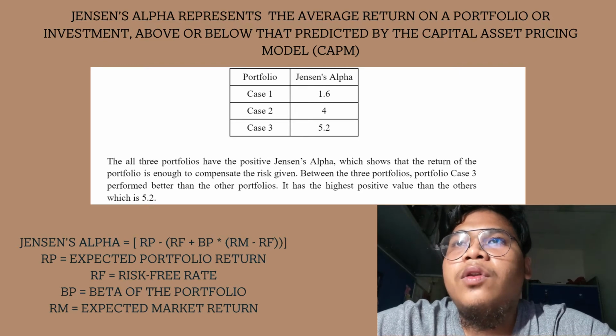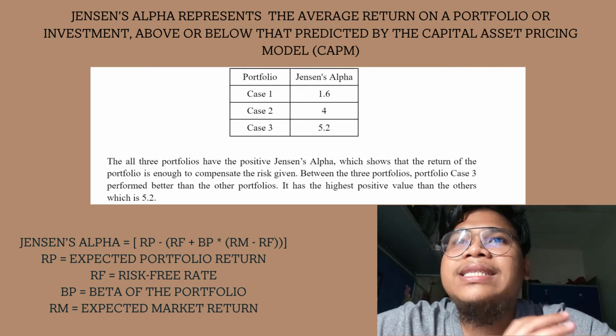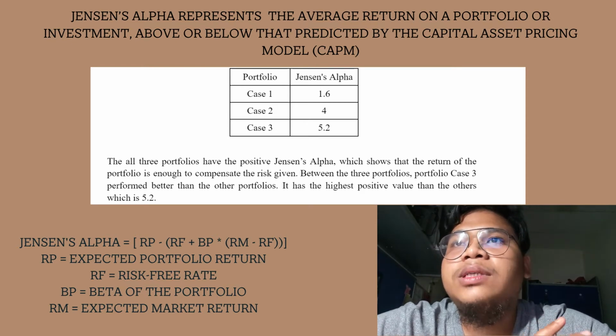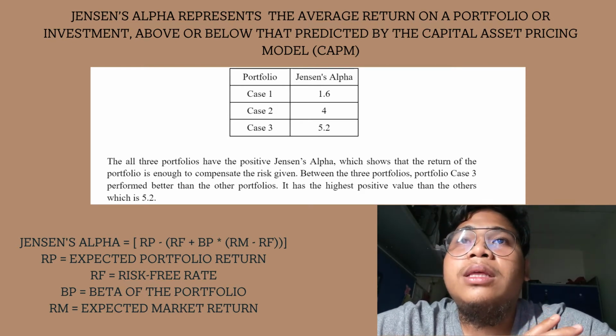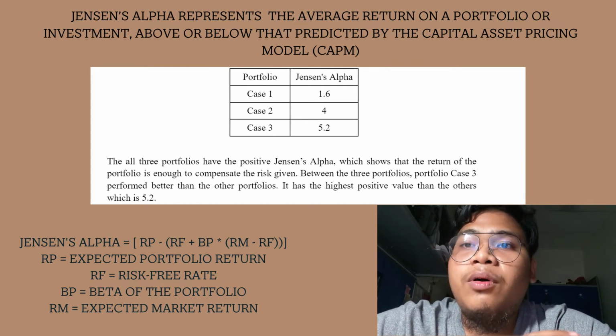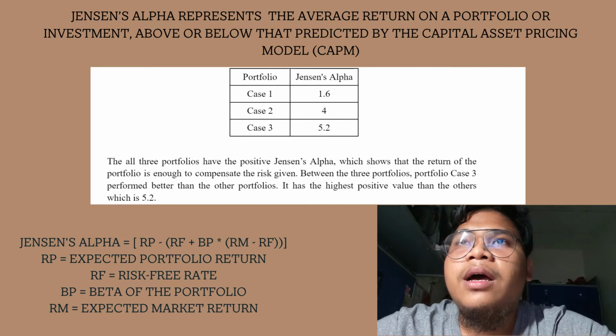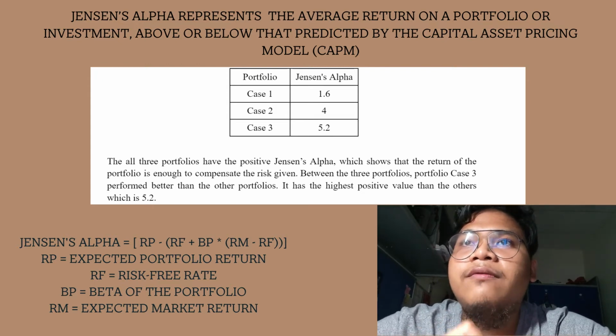Between the 3 portfolios, case 3 performs better than the other portfolios, as it has the highest positive value, which is 5.2. The 3 case portfolios perform well, as the Jensen alpha has a positive value, but case 3 is the best, which has the highest value for the Jensen alpha.